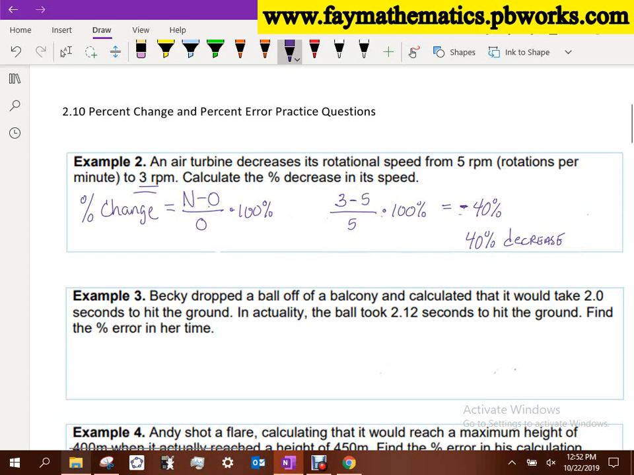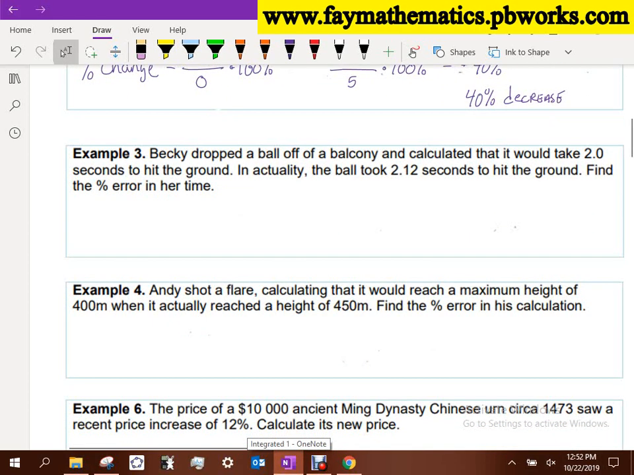Example 3 says Becky dropped a ball off a balcony and calculated that it would take 2.0 seconds to hit the ground. It says in actuality the ball took 2.12 seconds to hit the ground. Find the percent error in her time.